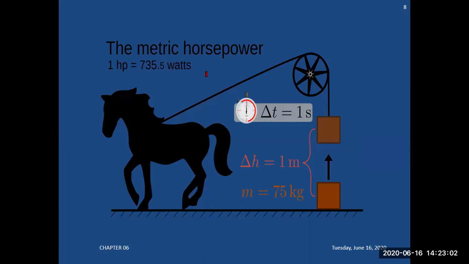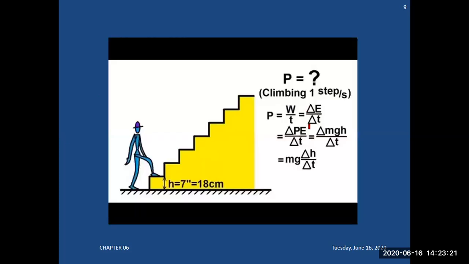If you look at metric horsepower, 1 horsepower is equal to 735.5 watts. It is used to lift an object of mass 75 kg up to 1 meter in 1 second. Then if you are asked to calculate the amount of work done, you can calculate work done per unit time. If you are climbing up the stairs and you are asked to calculate the amount of power consumed, then it is the amount of work done per unit time.